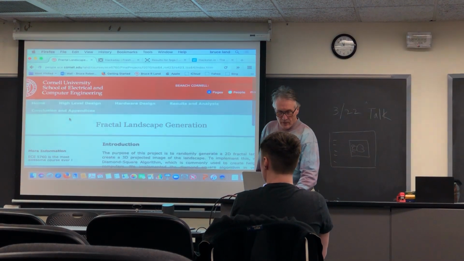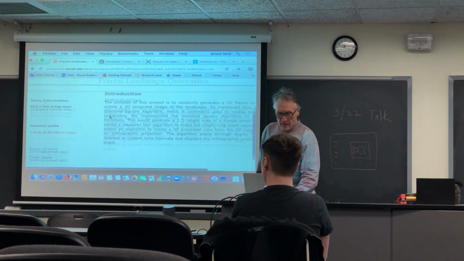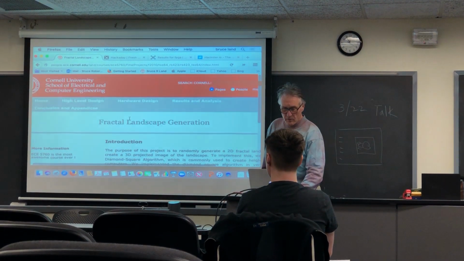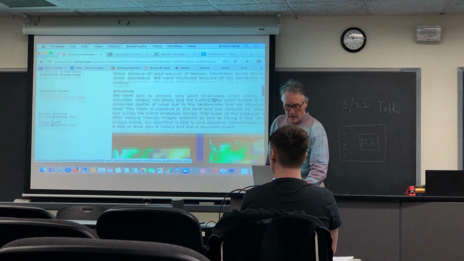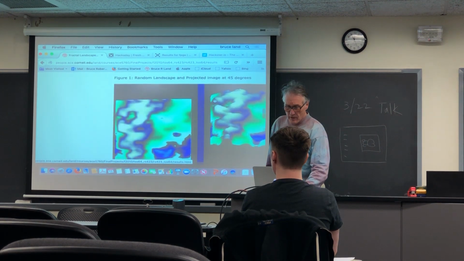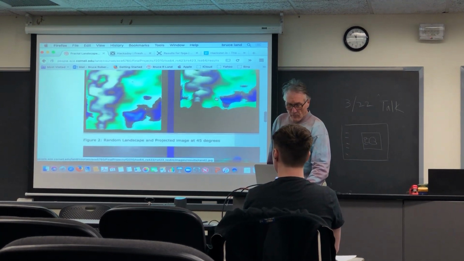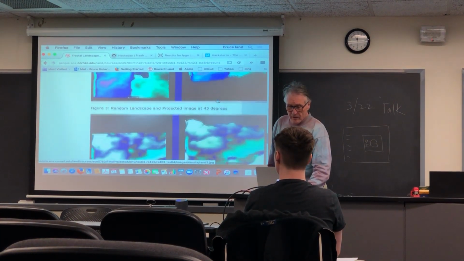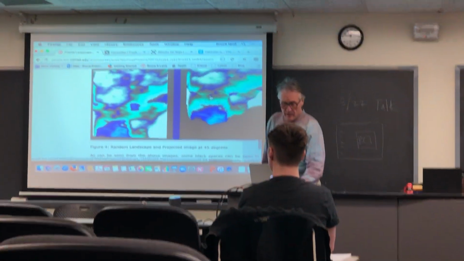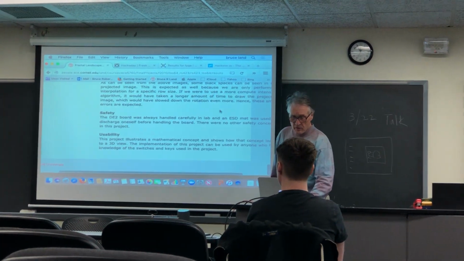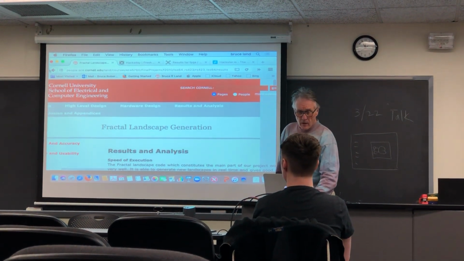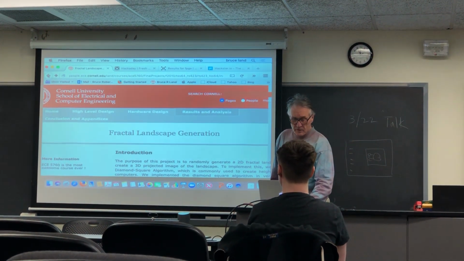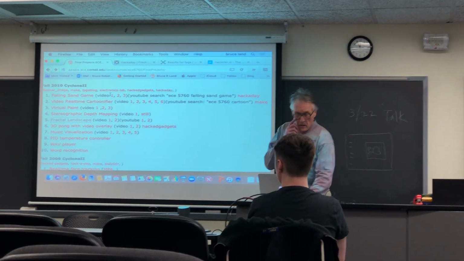Fractal landscape. This is a process where you attempt to produce a landscape by repeatedly fracturing a structure, and there's a bunch of different methods for doing that.